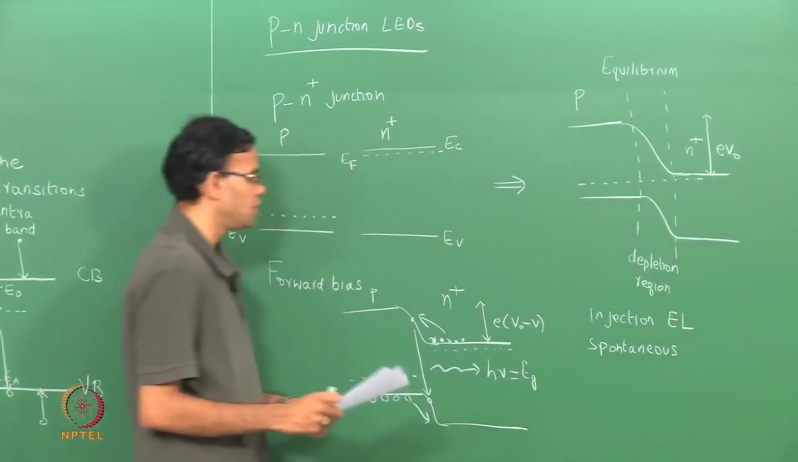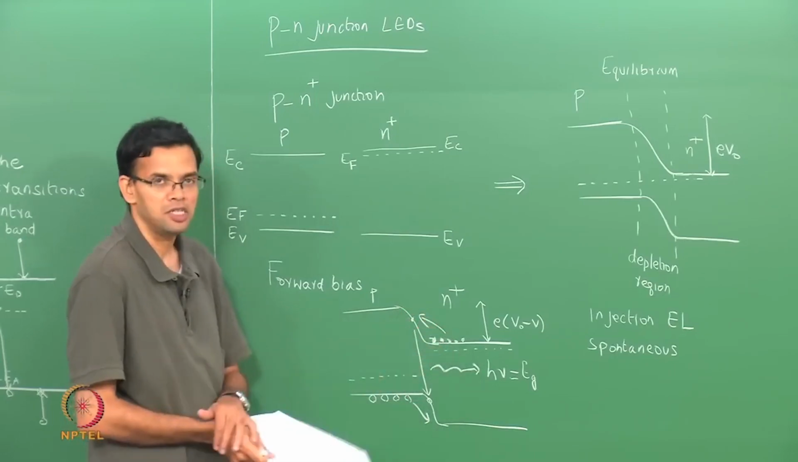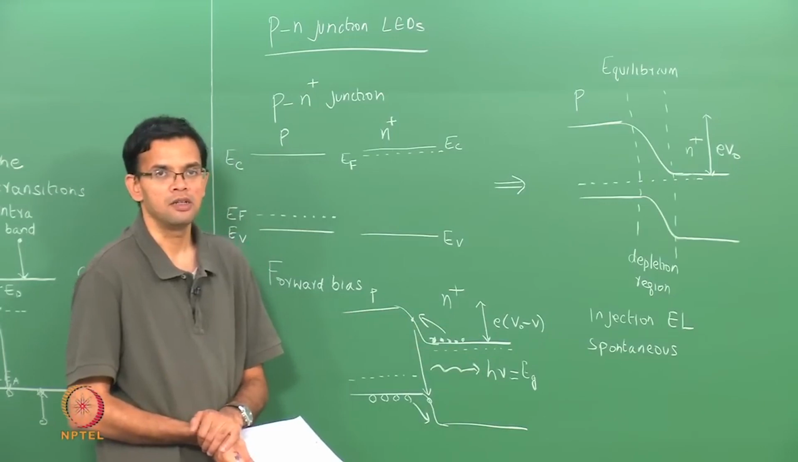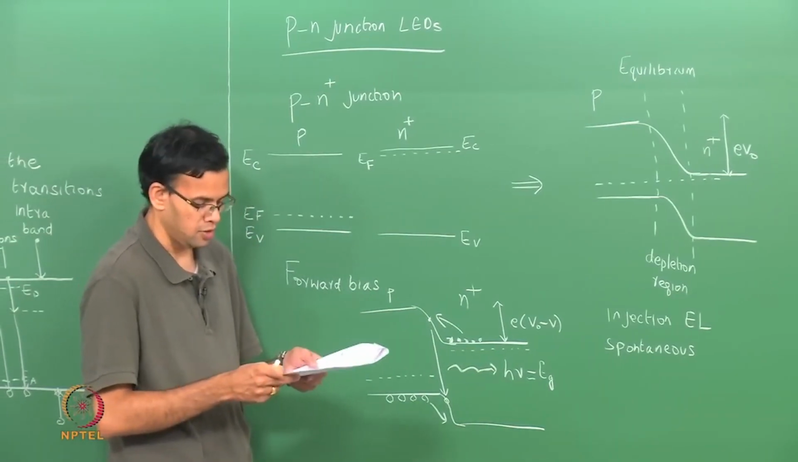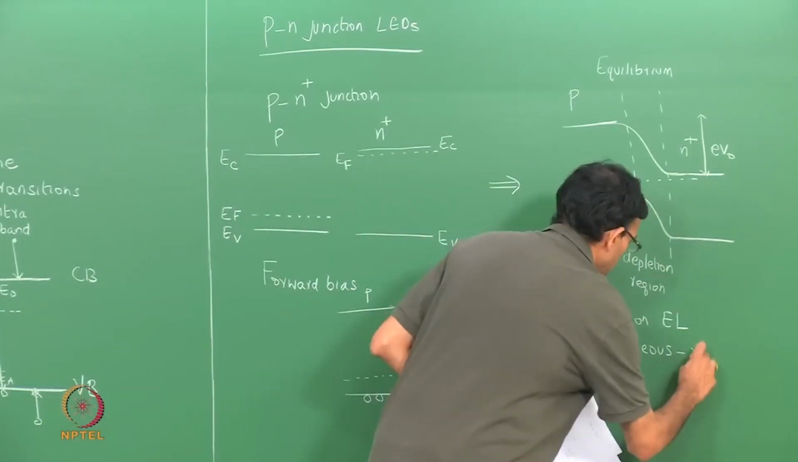So, your electrons and holes can recombine not only in the depletion region, they can also recombine within the bulk of the material. So, the formation of light is a spontaneous process and it occurs randomly in all directions.